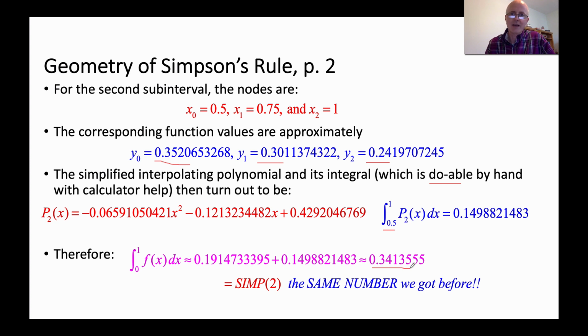It's the integral of that entire piecewise function over the interval from 0 to 1 that we are approximating by adding the integrals over the pieces. And again, this is the same number we got before, 0.3143555. Okay, so it is giving us what Simpson's rule gives us.